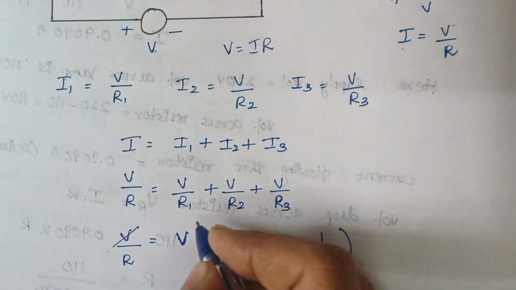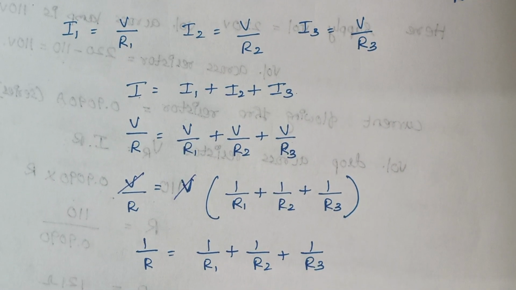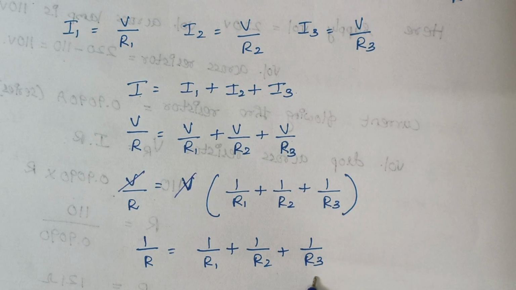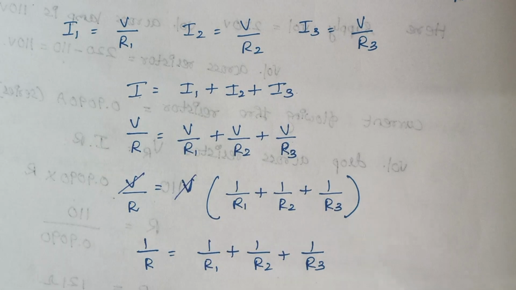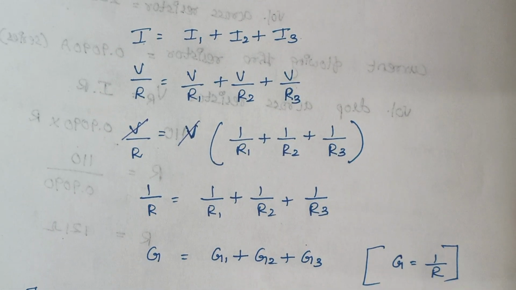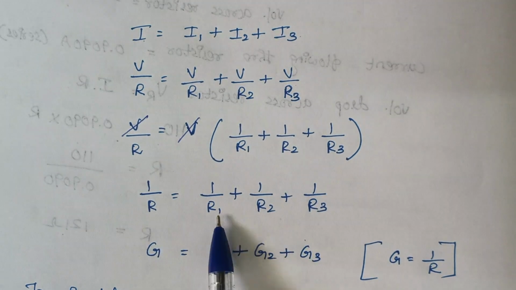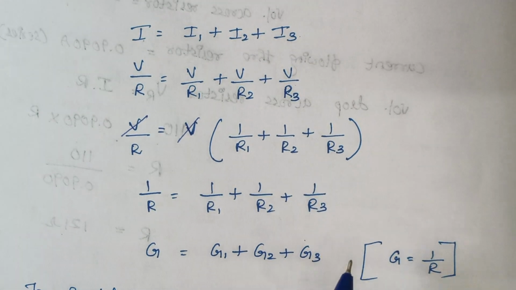Now these two terms cancel each other and finally 1 by R is given by 1 by R1 plus 1 by R2 plus 1 by R3, right? So 1 by R can be written as G, which is known by the term conductance. So 1 by R is G. Similarly, 1 by R1 is G1, 1 by R2 is G2 and 1 by R3 is G3.